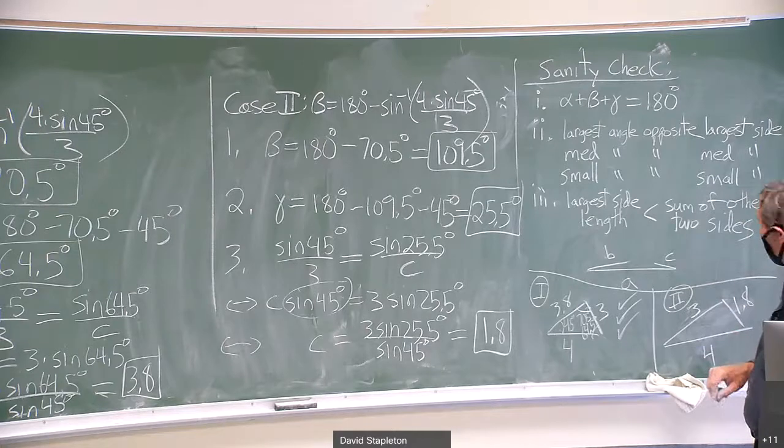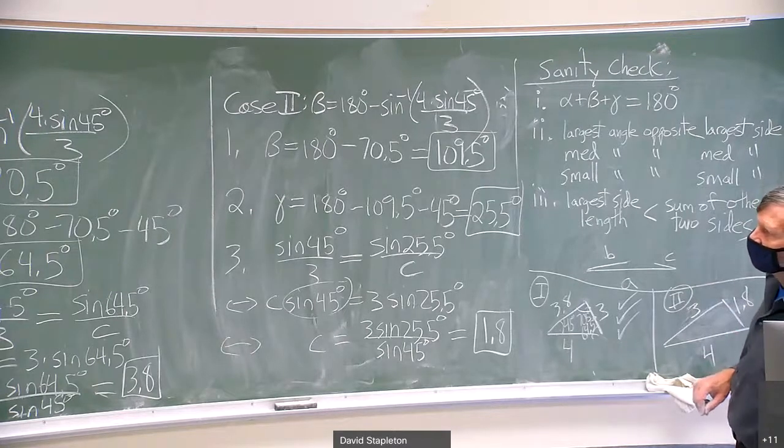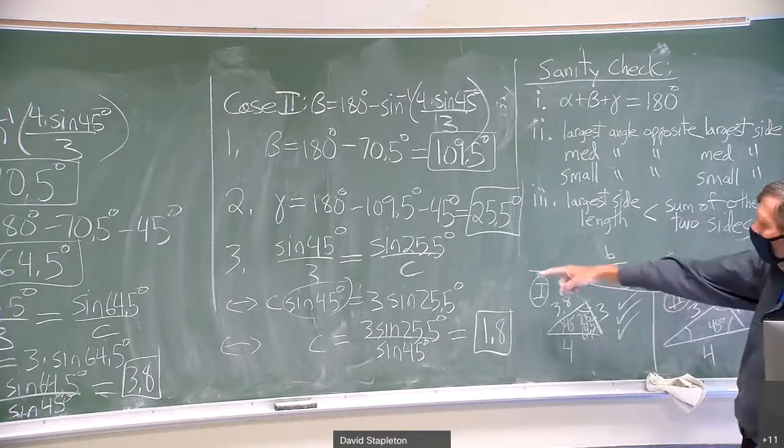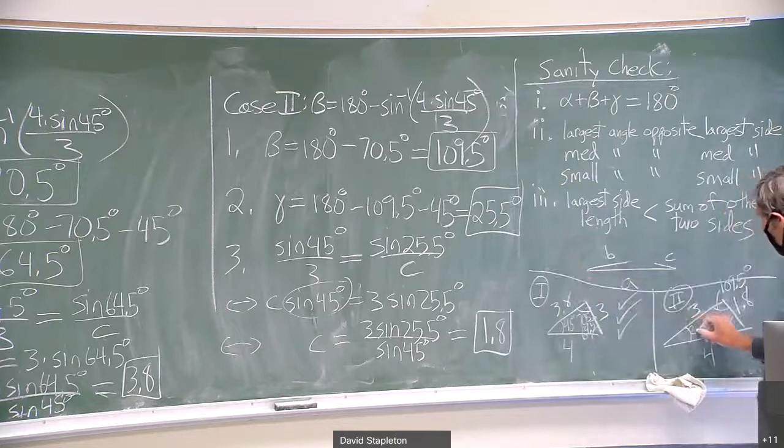Angle alpha was 45 degrees. That goes opposite the 3. Opposite 4, which is B, is beta in the second case, is 109.5. There it is. That looks obtuse. That's probably right. And opposite the 1.8 was gamma, which in triangle 2 was 25.5.